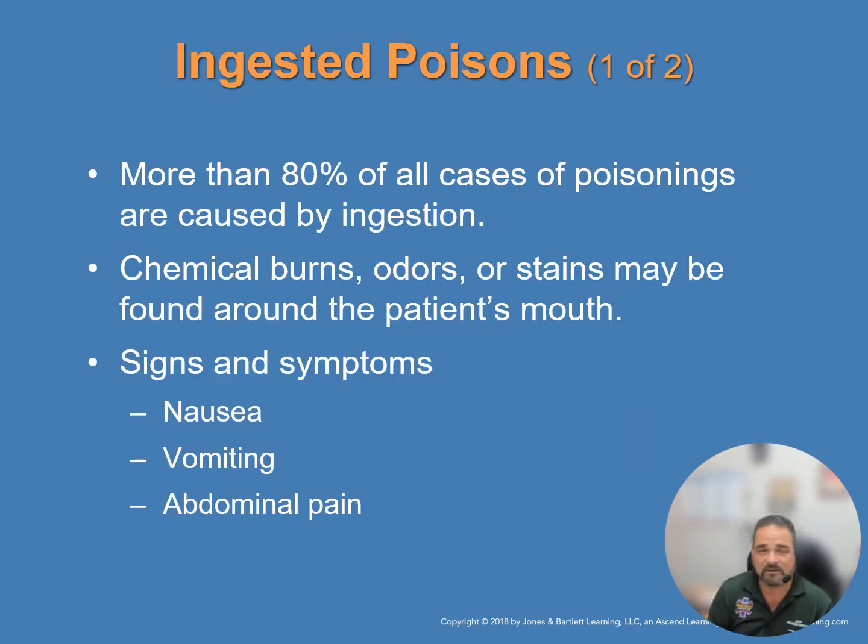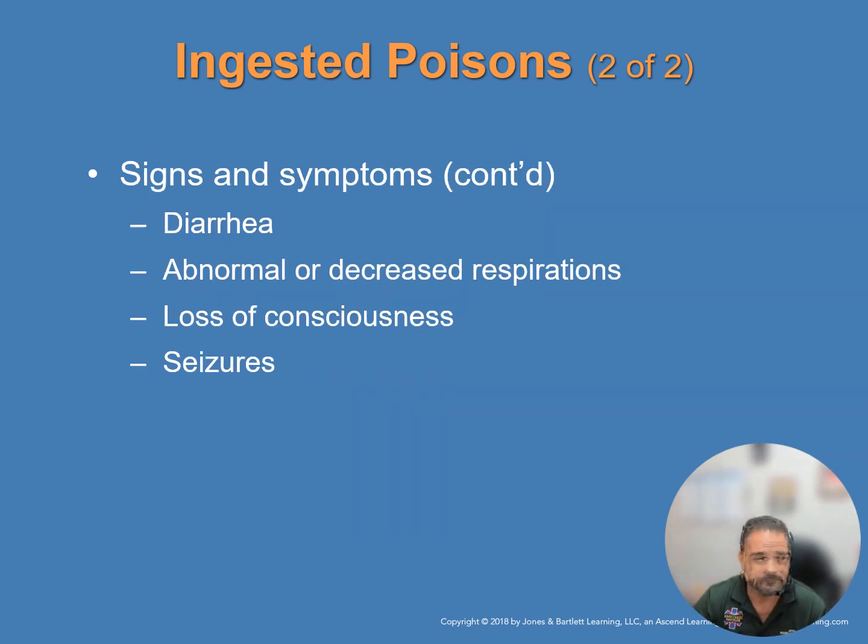More than 80% of all cases of poisoning are caused by ingestion. Somebody has put something into their mouth, whether intentionally or unintentionally. Then we have chemical burns. Chemical burns may be characterized by odors or stains around the patient's mouth, so you need to be looking for those. Signs and symptoms include nausea, vomiting, and abdominal pain. Other signs and symptoms: diarrhea, abnormal or decreased respirations. They may be unconscious or have an altered mental status. And then, of course, they may be having seizures as well.